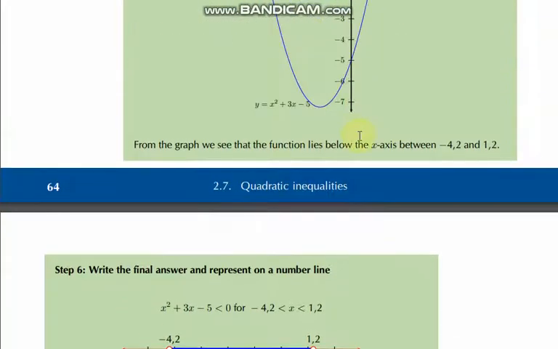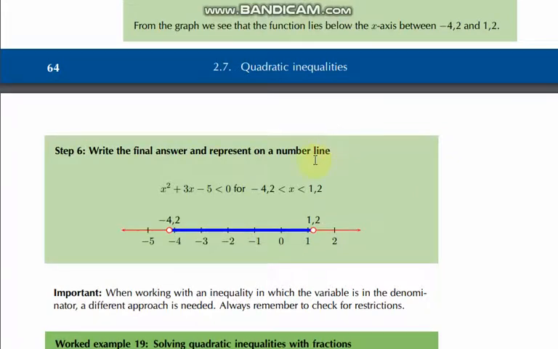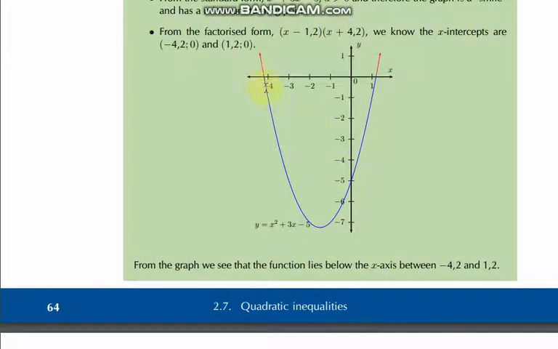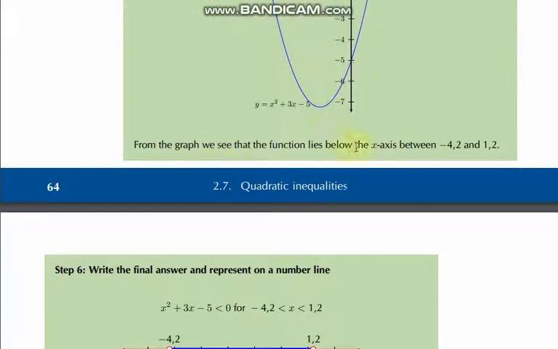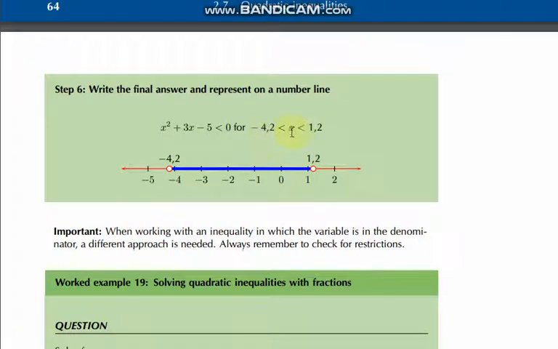So guys, I want you to notice something, right? You can see your function is less than 0 for all the values that are between minus 4.2 and 1.2, right? So really our x lies between, let me read this properly. x squared plus 3x minus 5 is less than 0 for all the values of x where x is greater than minus 4.2 but less than 1.2, right? Which is really this region.